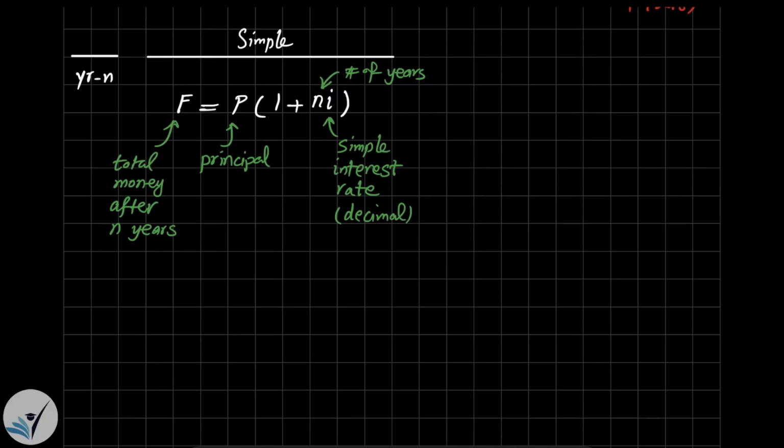As you can see, inside the parentheses we have two terms. The first term is a multiplier that represents the original money. And the second term is a multiplier that represents all the interests paid to the account over the course of n years. On the other hand, we have compound interest.